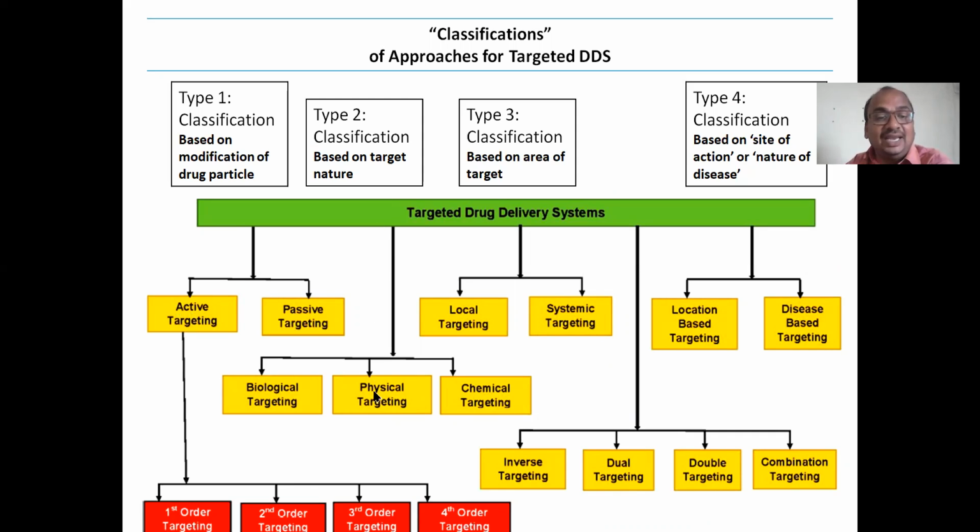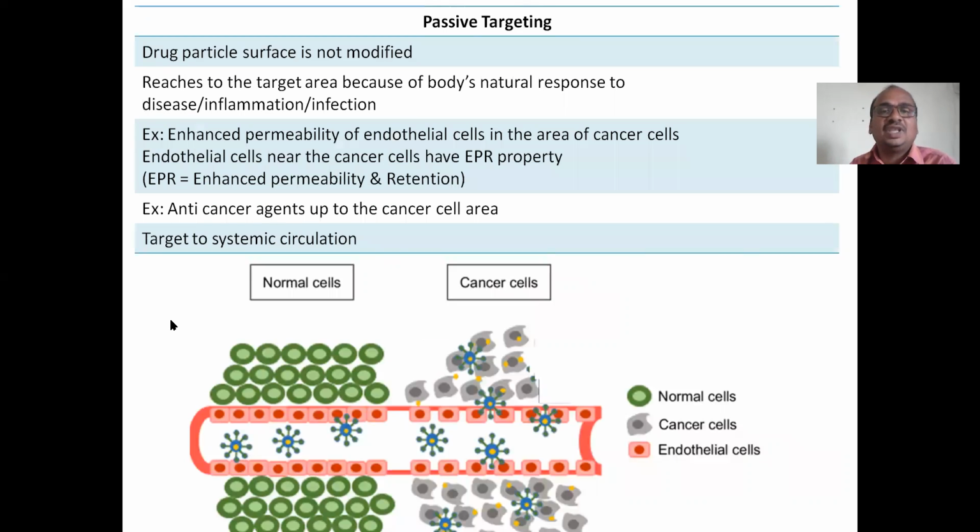Based on the target nature, that is, the environment where you want to target, it is biological targeting, physical targeting, or chemical targeting. Based on the area of the target, you want a systemic target or a local target. There are some other types: inverse targeting, dual targeting, double targeting, and combination targeting. And classification is based on the site of action and the nature of the disease. Now we will see the important one, passive targeting.